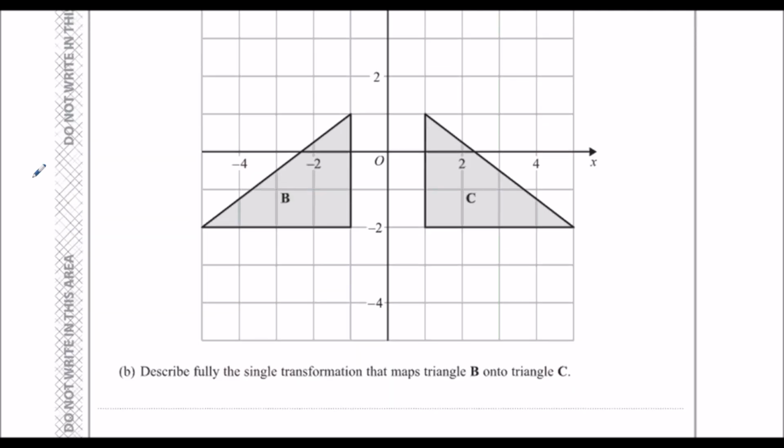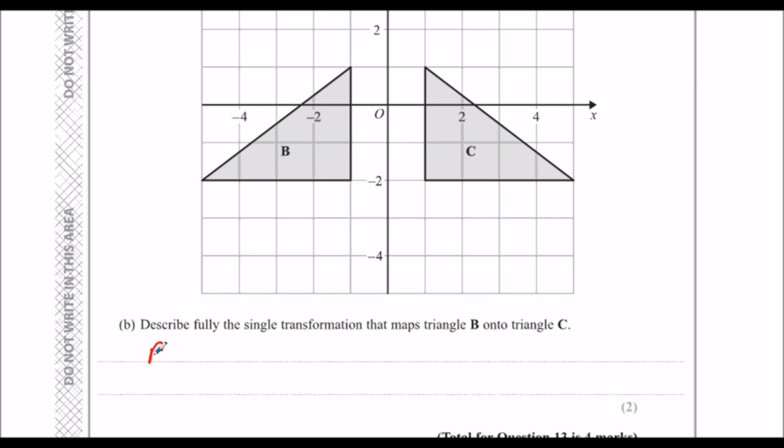Okay, describe fully the single transformation that maps triangle B onto triangle C. So this is a reflection. And where is the mirror line? The mirror line is the y-axis.